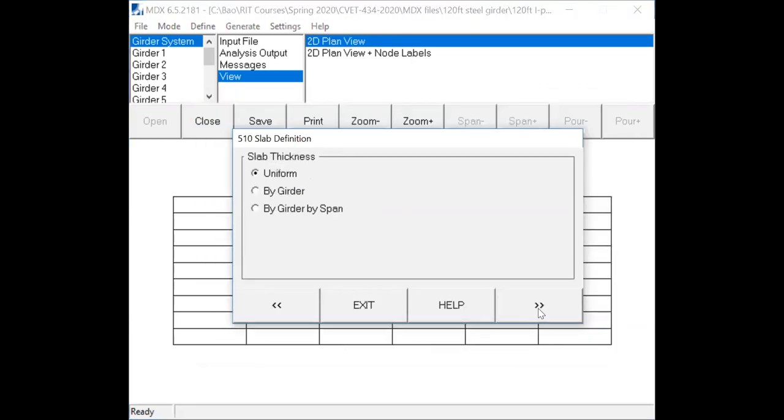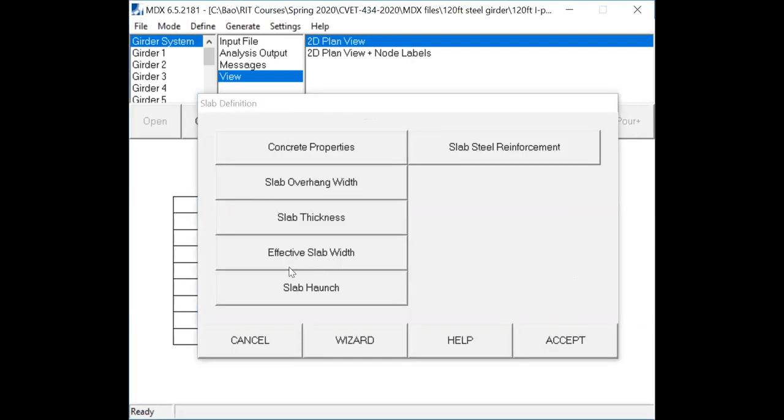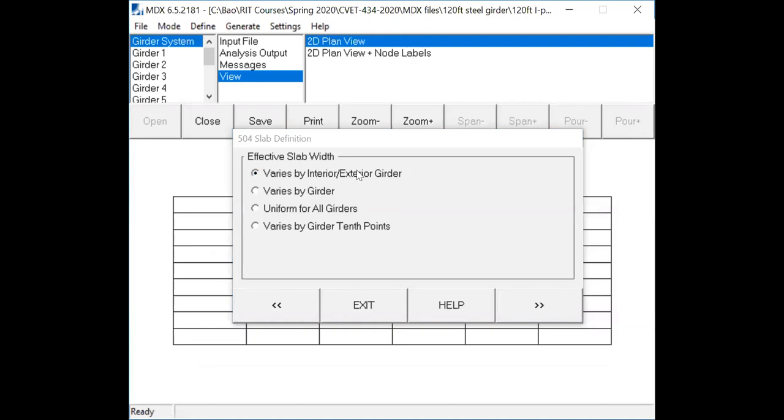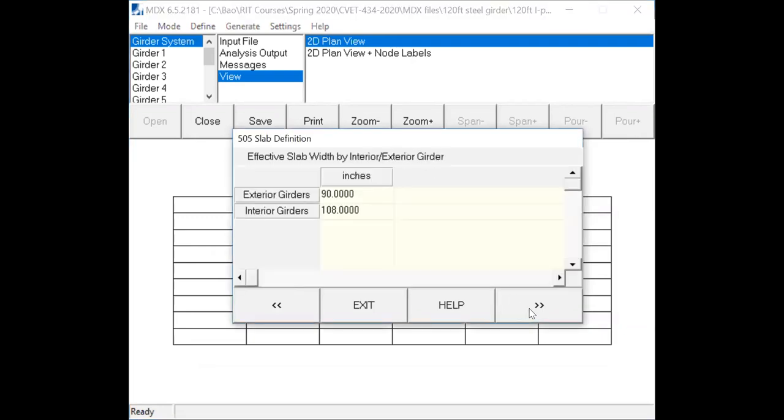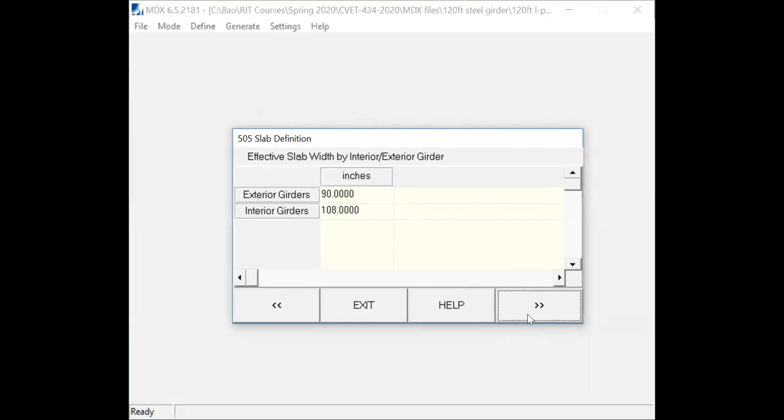Slab thickness is 8 inches and no integral wearing thickness. And for effective slab width, we have this effective slab width based on the tributary width and varied by interior and exterior girder. Take a look at this tributary width: for exterior it is 90 inches and interior is 108, and 108 is actually 9 feet, which is the girder spacing.